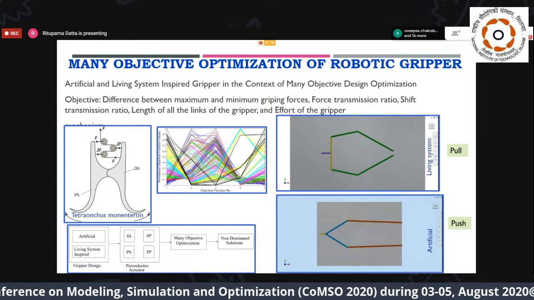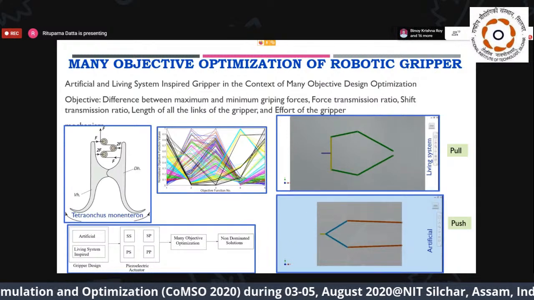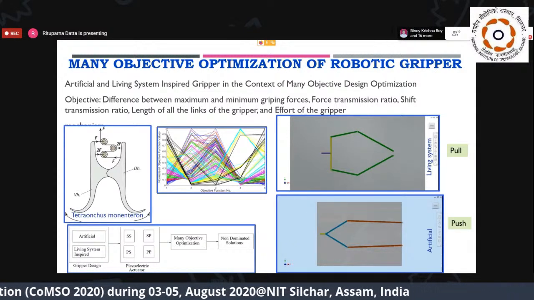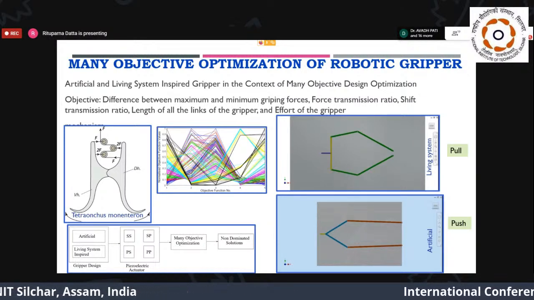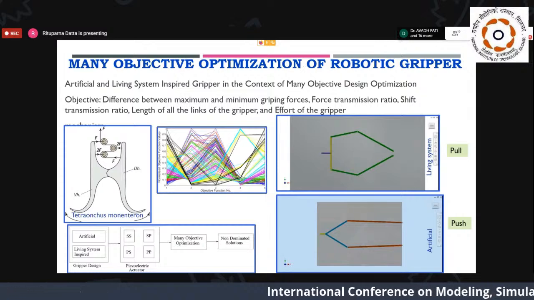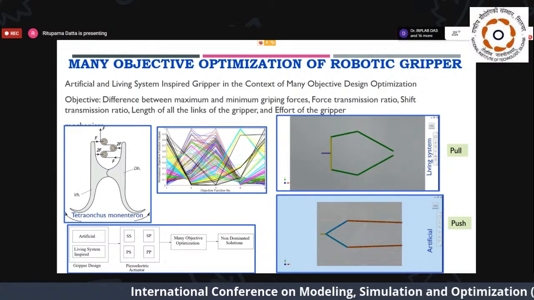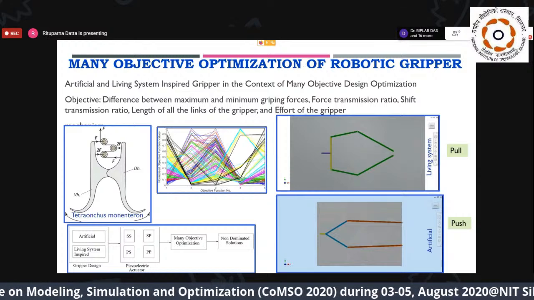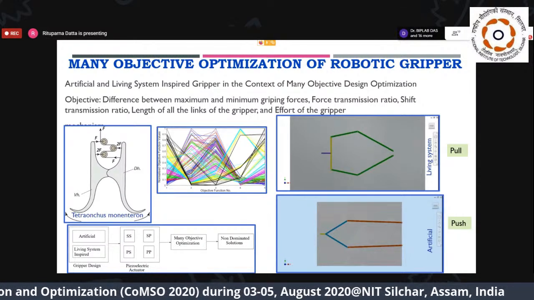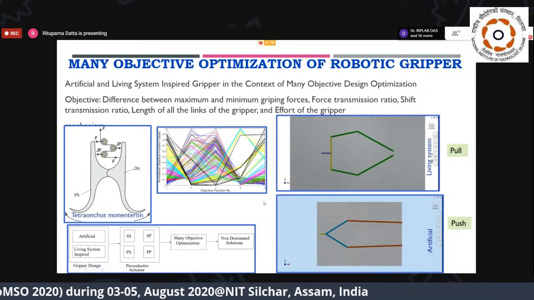And then when we compared the results of all the eight optimization problems, our study says that even if the nature-inspired design is a little bit better in some of the objective functions, the artificial gripper also has its own advantages.